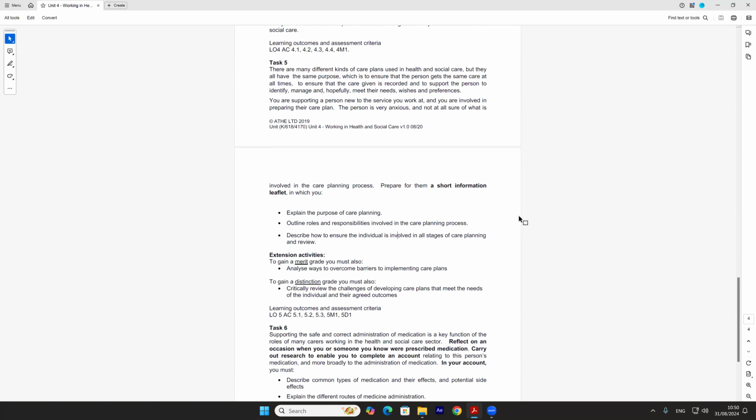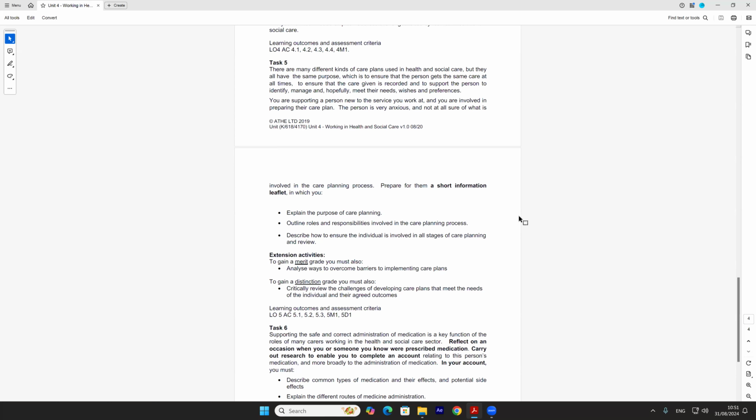This is essential for maintaining their autonomy and dignity. So overall, the individual's involvement in the care plan ensures that the care they receive truly respects their needs and preferences. It also promotes a sense of ownership and control over their care, which can improve their overall satisfaction and well-being.